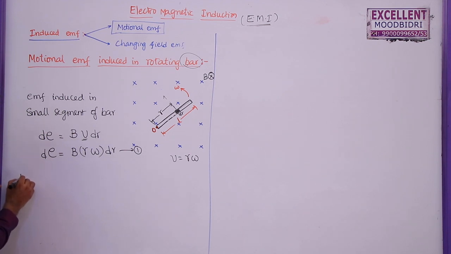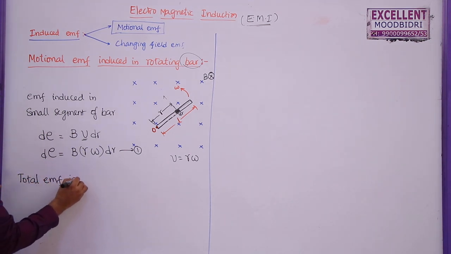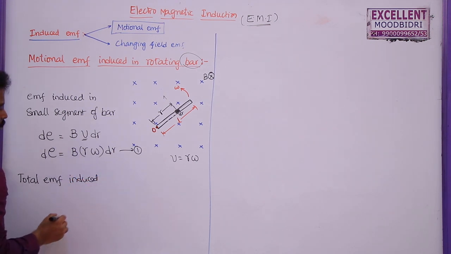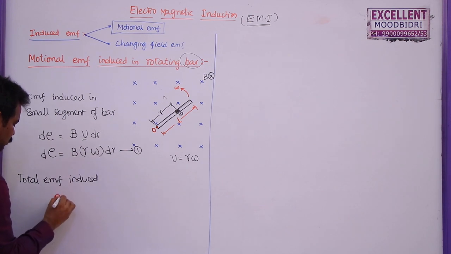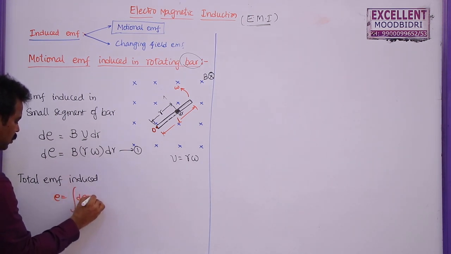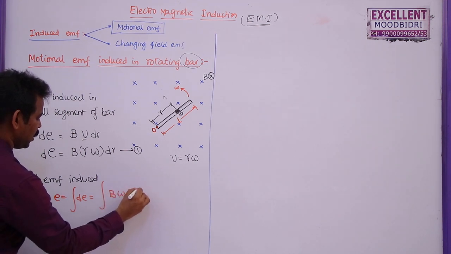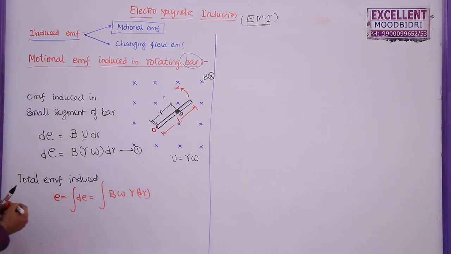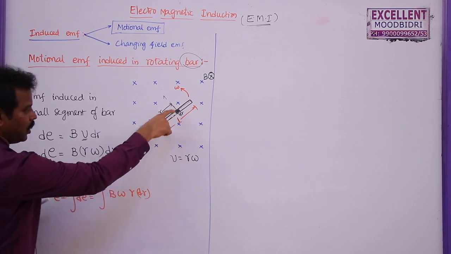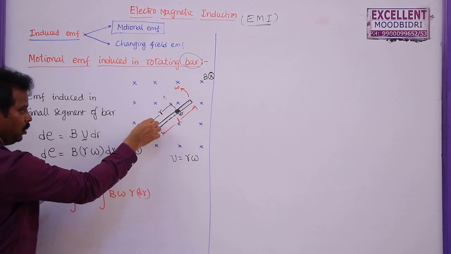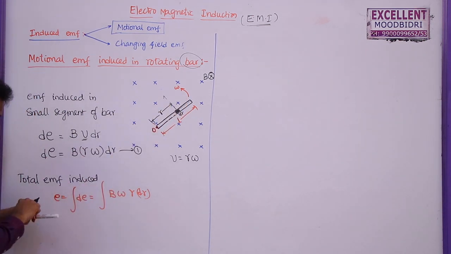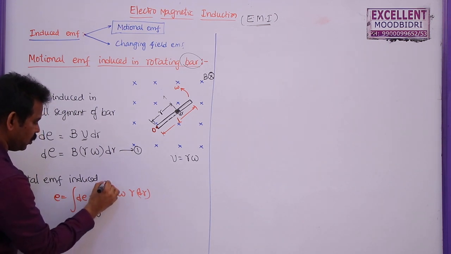So what is the total EMF induced here? The total EMF induced in this case is given by E equals integral dE, which is equal to integral B omega R dr. And here the variable is R. What is the minimum value of R? 0. What is the maximum value of R? L. So the limits are 0 and L.